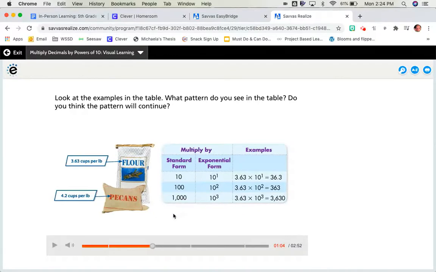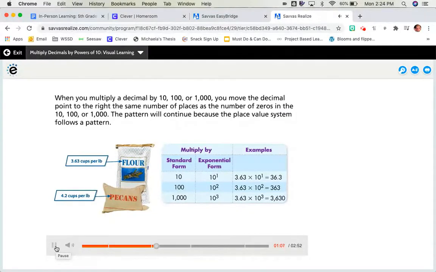4 zeros. 7 zeros. 21 zeros, that's a big number. When you multiply a decimal by 10, 100, or 1,000, you move the decimal point to the right the same number of places as the number of zeros in the 10, 100, or 1,000. The pattern will continue because the place value system follows a pattern.